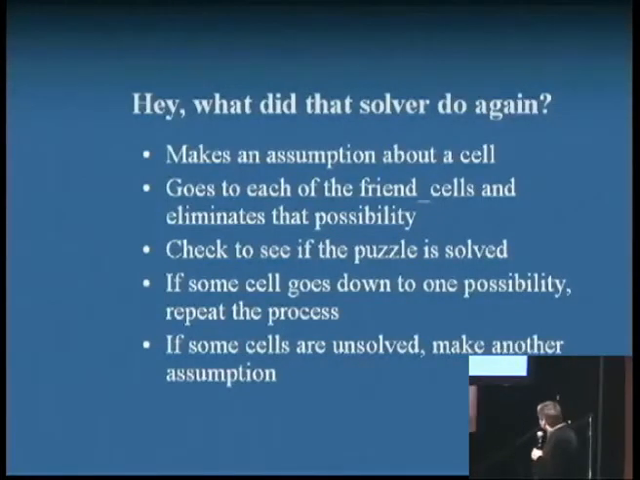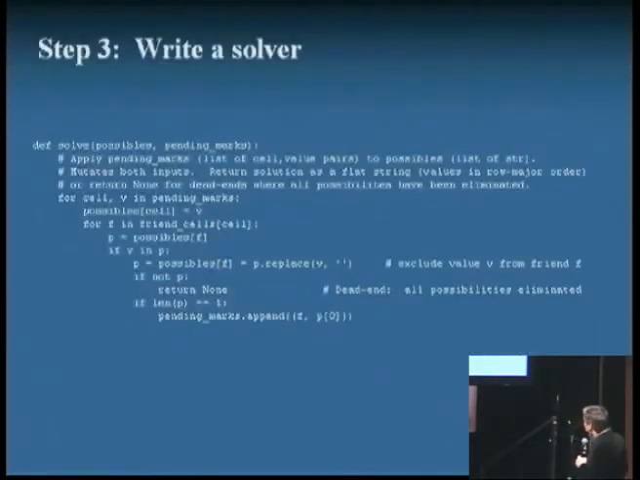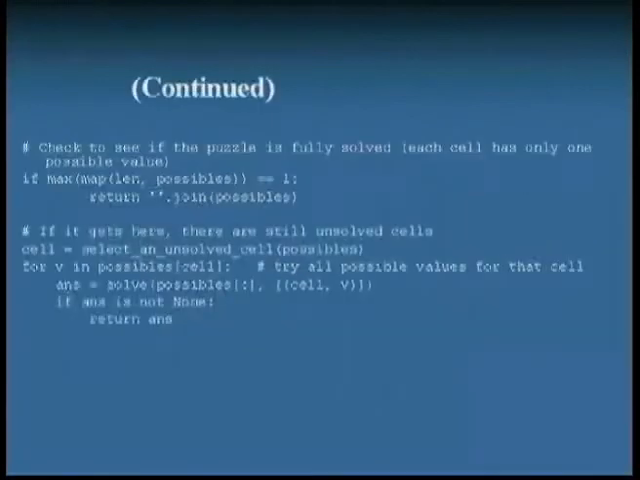Okay, some cell goes down to one possibility. Hey, let's fill that in. I've eliminated all of the other possibilities down to one. If there are some cells unsolved, make another assumption. If an assumption turns out to be invalid, unmake that assumption, backtrack, start again. The interesting part of this code, about a dozen lines, can be covered in an hour-long class.